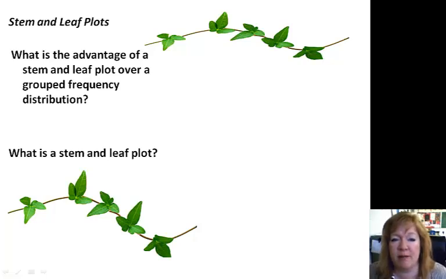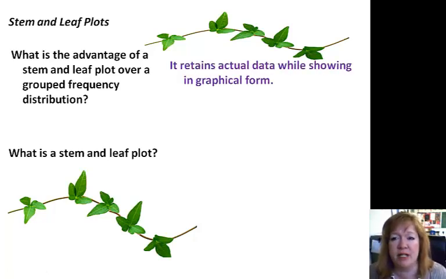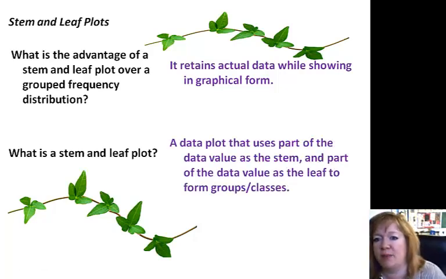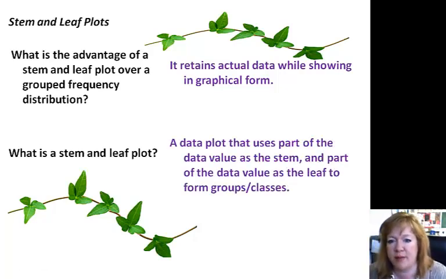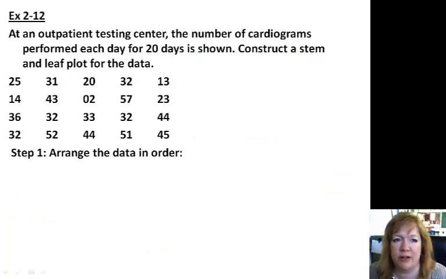So talking about stem and leaf plots, it's a different way to display data, and the advantage of it is that it retains the actual data by showing it in graphical form. You can still see the distribution of the data and so on, but you have the actual data values in your display. What is a stem and leaf plot? It's a data plot that uses part of the data value as a stem and part of the data value as the leaf to form classes or groups. And sometimes they'll tell you what the classes are, sometimes they won't, but it's very logical.